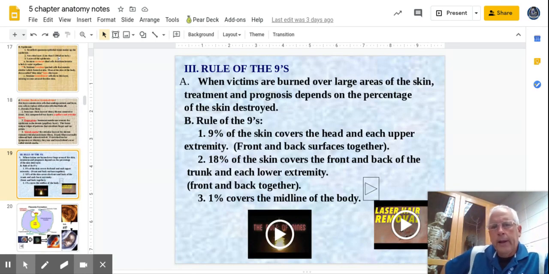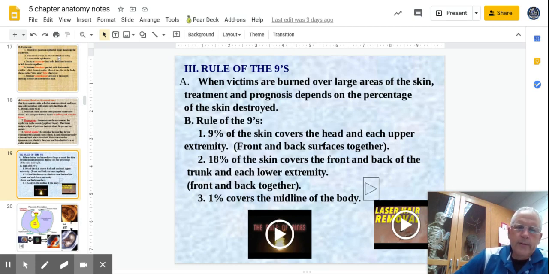But the rule of the nines is simply, how do we diagnose someone? So when they say someone's burned over 70% of their body, that's not just an arbitrary number they come up with. It actually depends on how much skin is destroyed. So 9% of the skin covers the head and upper extremities. 18% covers the front and back of the trunk. So 9% on the front, 9% on the back for 18 total. Same way through legs, front and back. And then 1% is the midline.